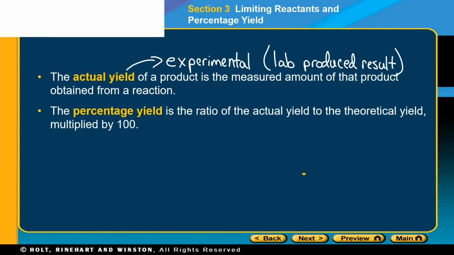All right. Percent yield is a comparison of the actual yield to the theoretical yield. So it's a ratio of the actual to the theoretical multiplied by 100. So the formula that we're looking at here to get percent yield is going to be actual yield over theoretical yield times 100.